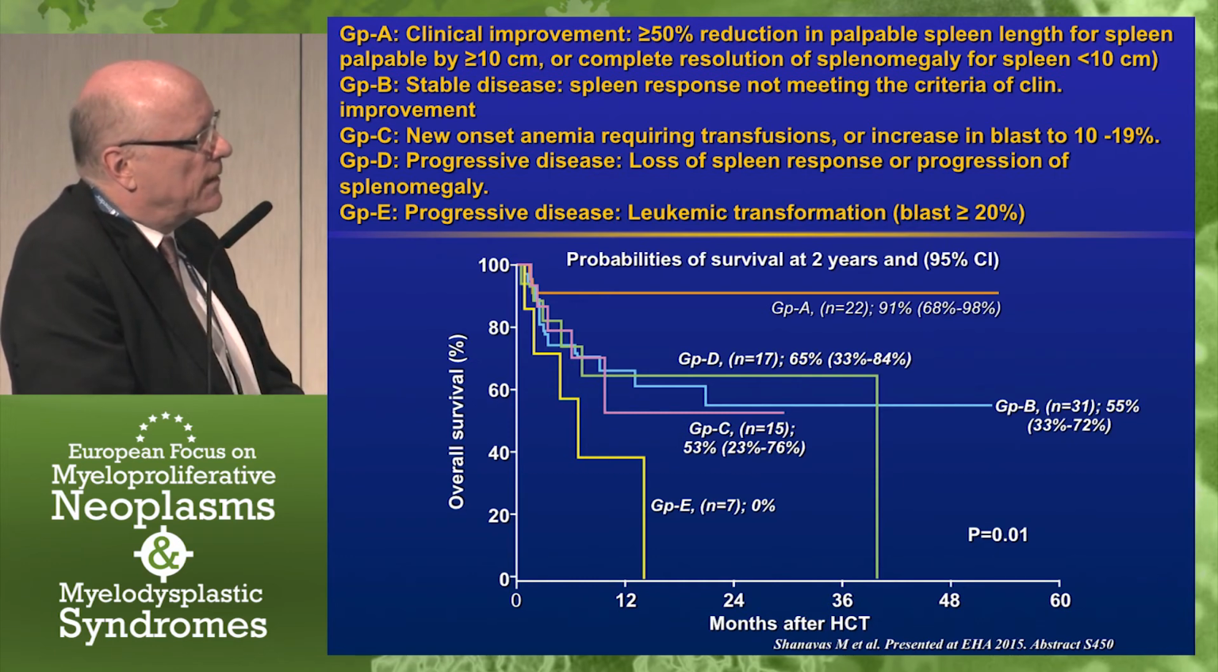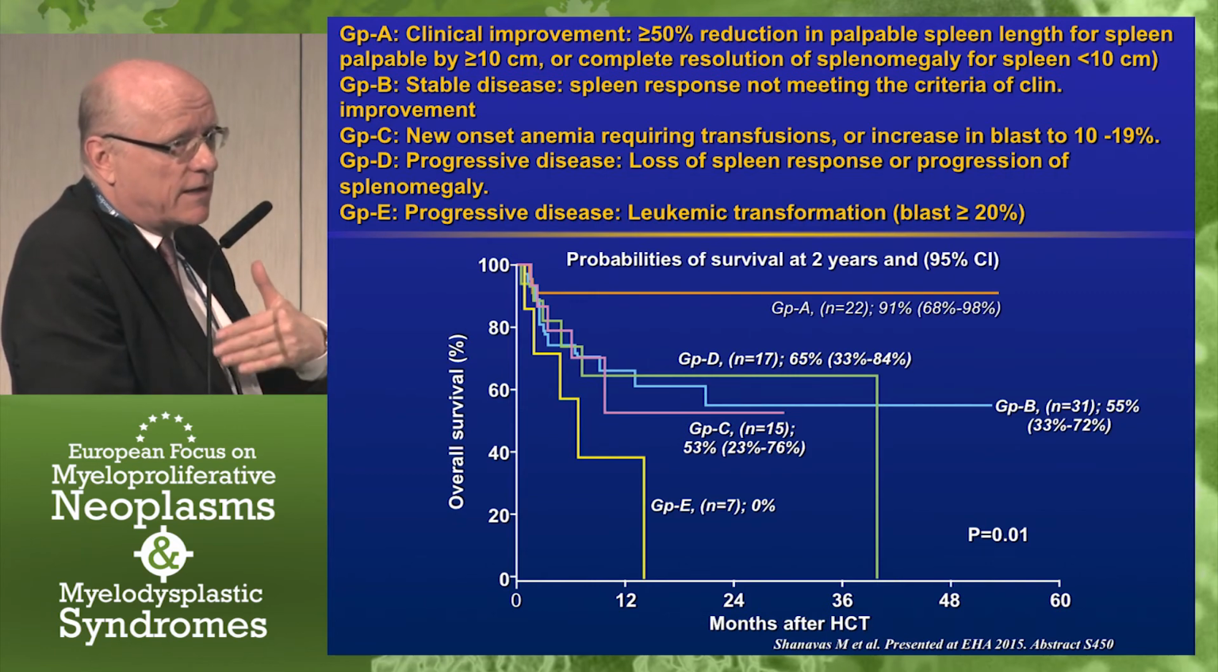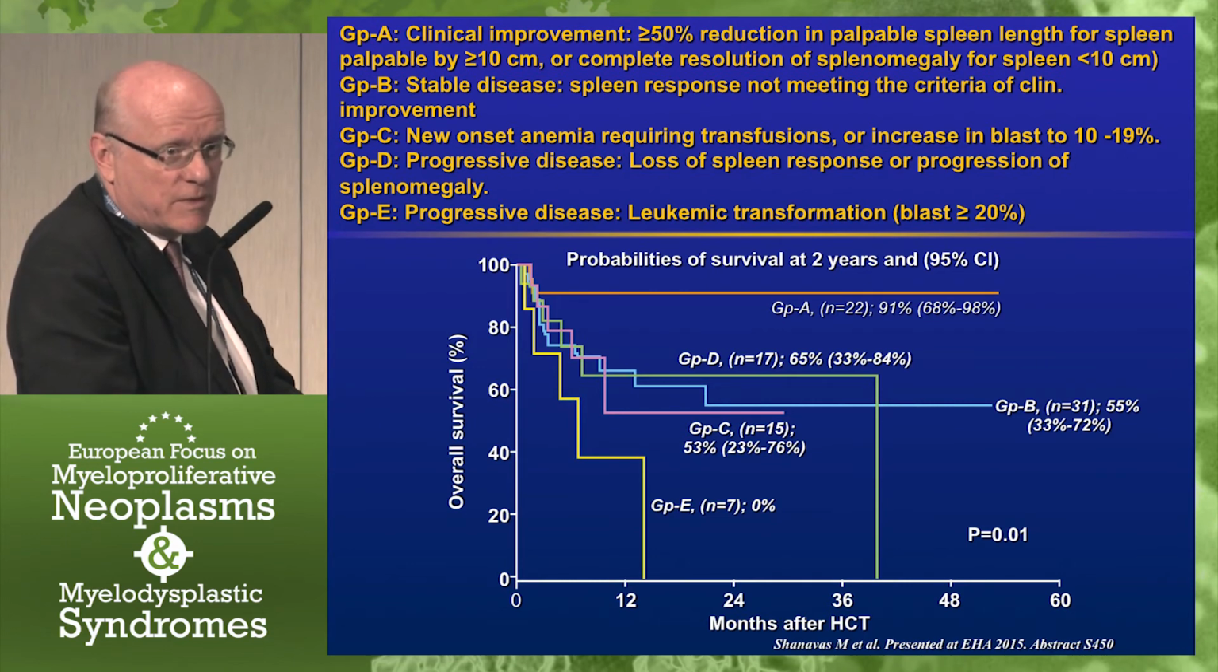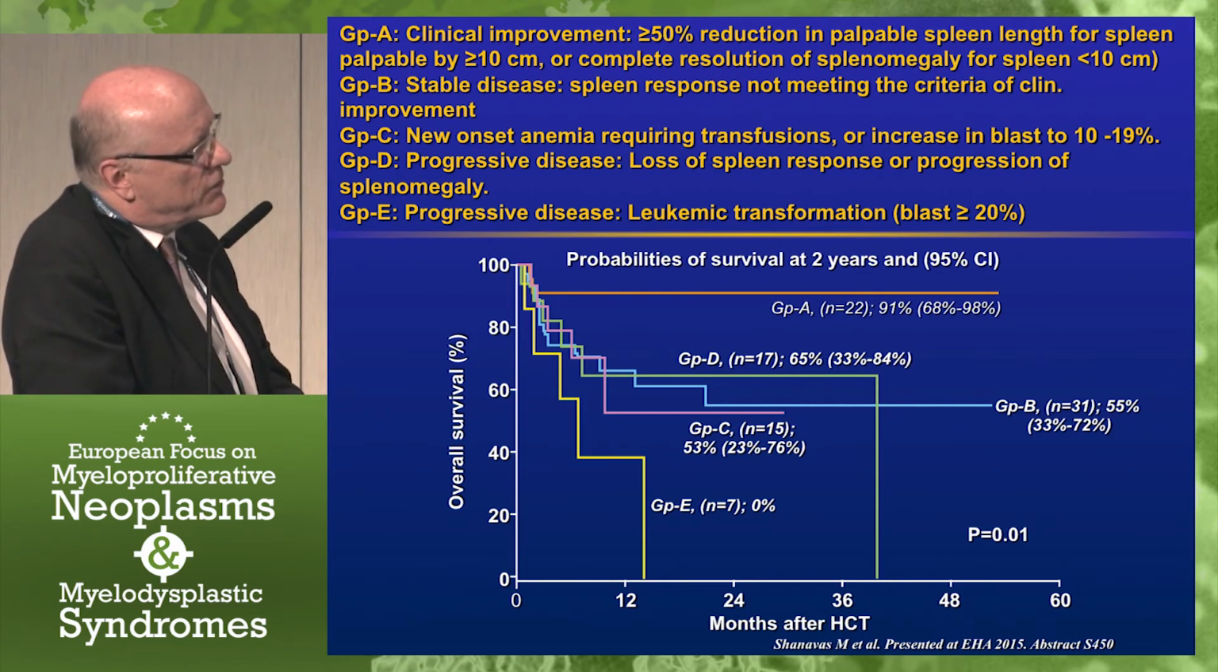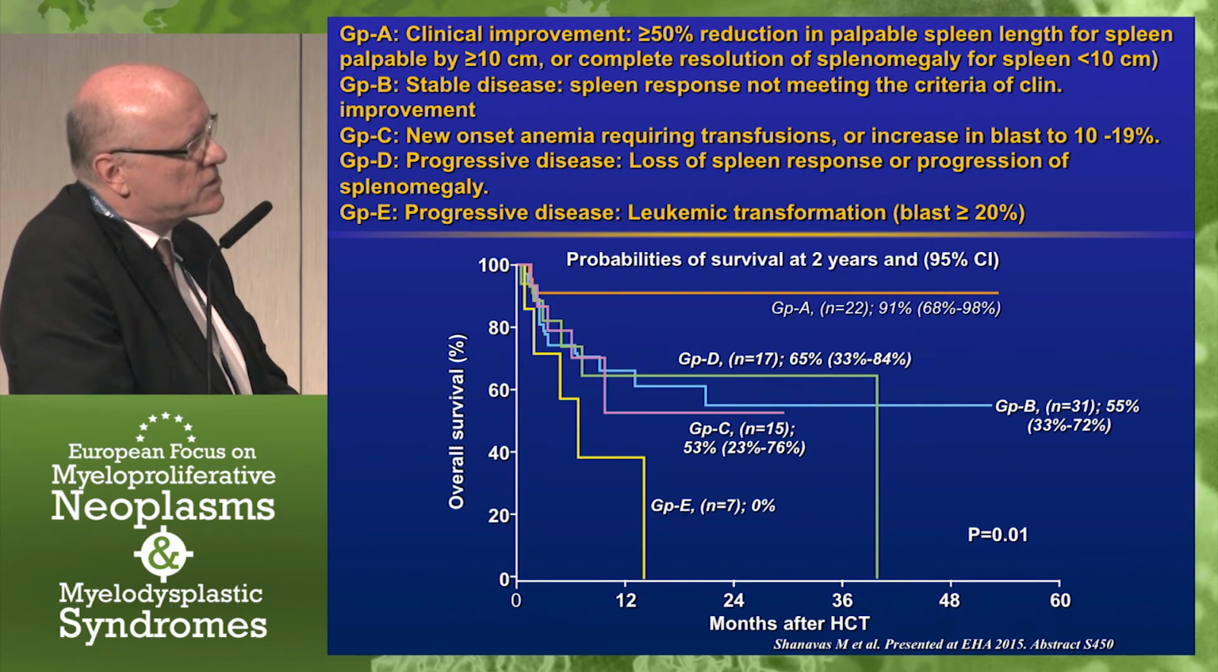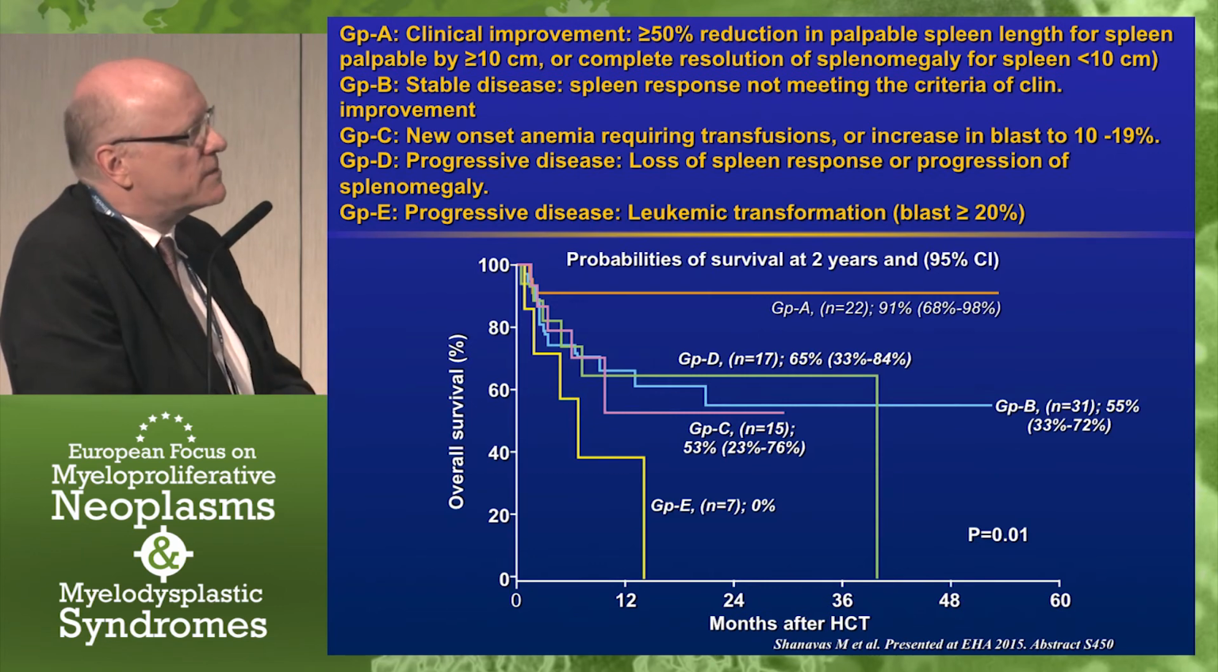And this is from the CIBMTR group, actually. They collect a lot of patients from the US who received transplant and had a history of prior Ruxolitinib treatment. Then interestingly, this is the survival curve, the group A, 22 patients who received the transplant when they have responded to Ruxo very good with a 50% reduction in spleen size and a complete resolution of the spleen size if there was less than 10 centimeters. So best response to Ruxo, go immediately to transplant, has a survival more than 90%.